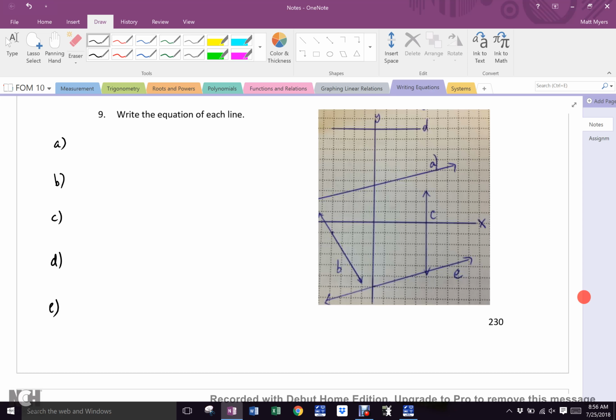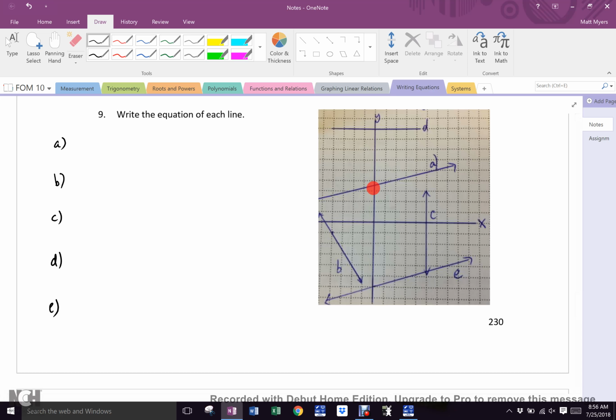All right. Line A is right here. What form are you going to use for line A? Does it cross the y-axis? So could you use slope-intercept form? But should you use slope-intercept form? The red circle is right on the y-intercept. Should you use slope-intercept form? Why not, Charlotte?